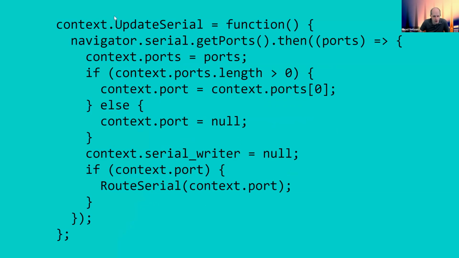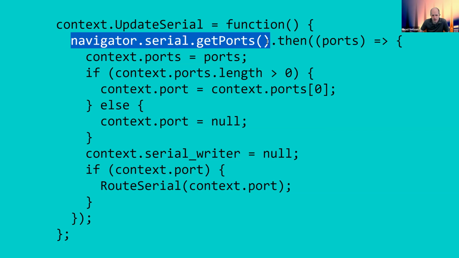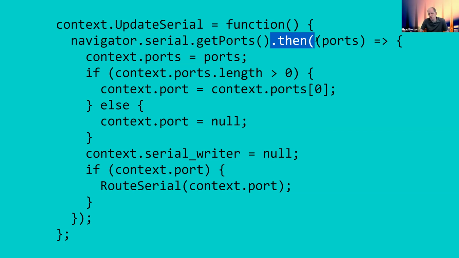I also have an operation to scan for updates. There are a couple of events that can cause changes in which serial ports are present. So I'll ask for a promise for the set of ports, and then the then operation lets you continue once that promise has completed. And using that set of ports, I will update those state variables that I mentioned before, and then call this prior route serial operation to create a pump.